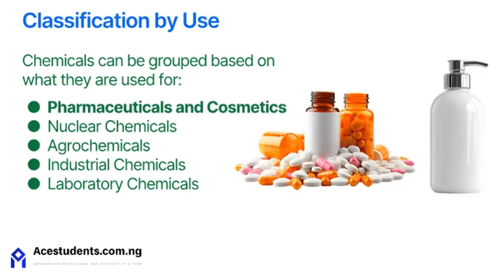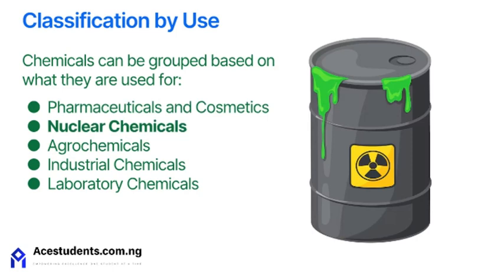These chemicals are found in drugs and personal care items. Examples include paracetamol for pain relief, antiseptics for killing germs, and lotions for skin care. Nuclear chemicals are powerful substances used to generate electricity. Uranium is one example. They must be handled with extreme care.